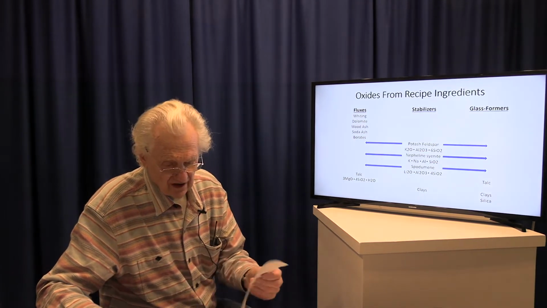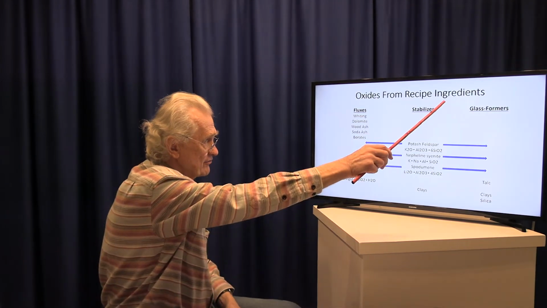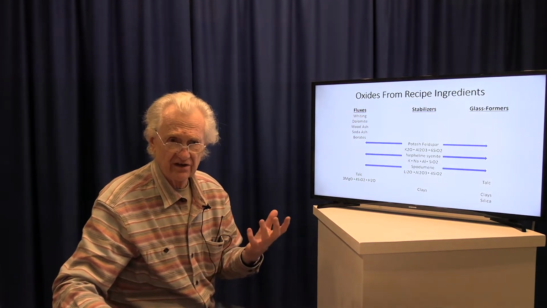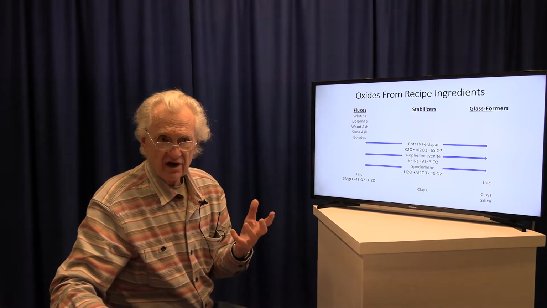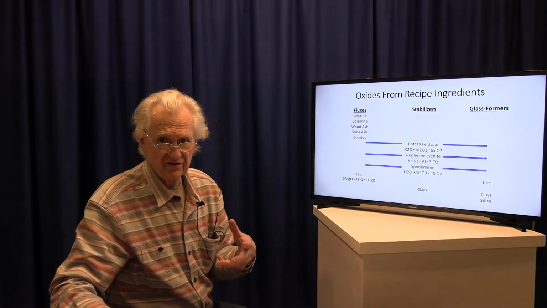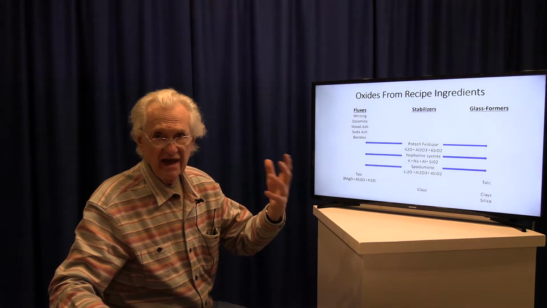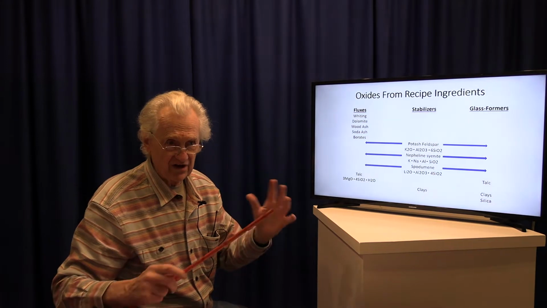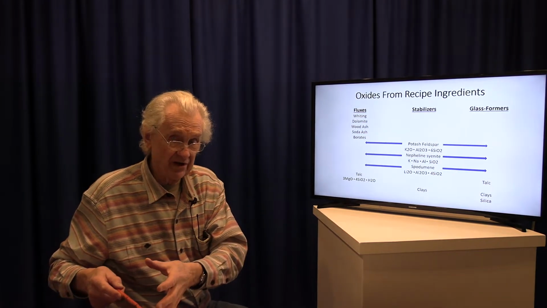The other thing that's kind of interesting is that now we're talking about recipe ingredients. I like to make the distinction between components and ingredients, just to keep it separate. The oxides are the components of the final glaze. The ingredients are what you put in to make the glaze in the recipe. And they're not the same because the ingredients contain some of the components, okay?